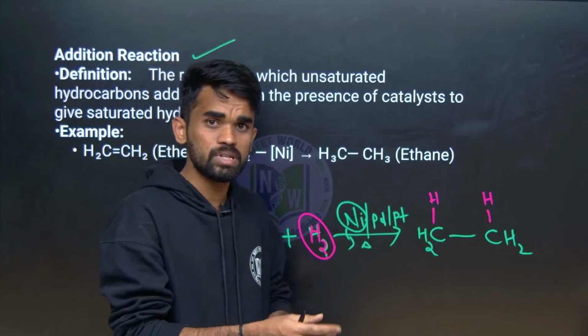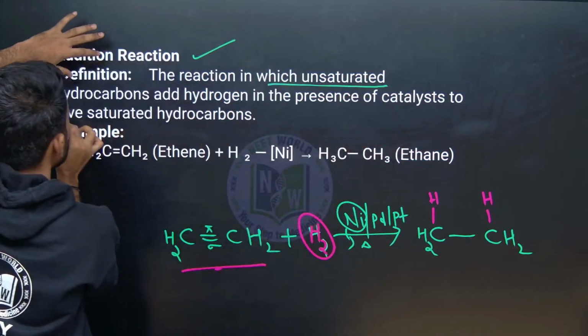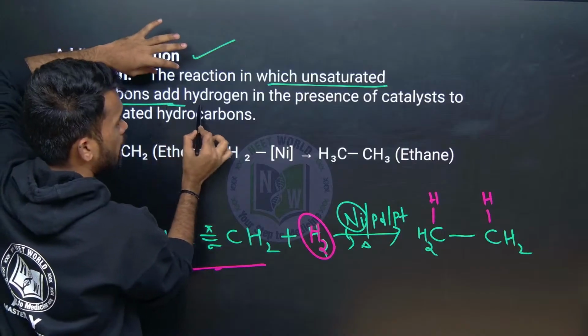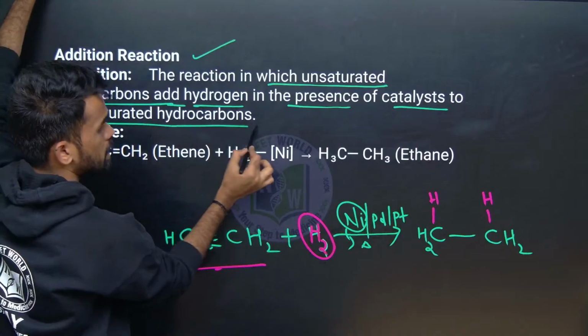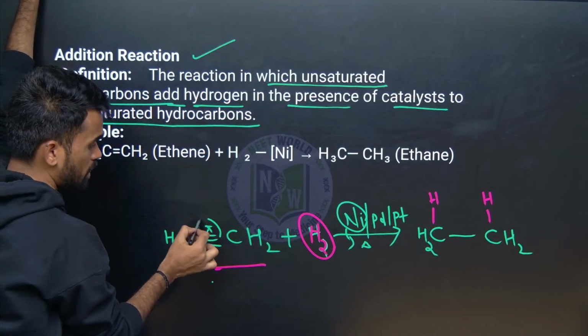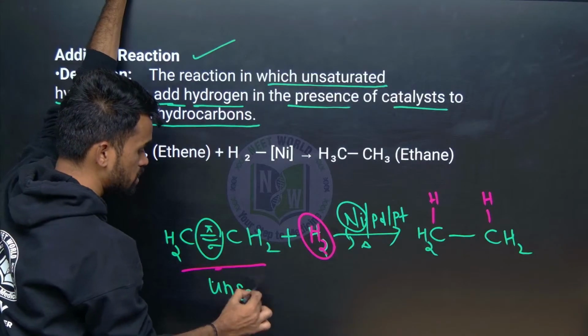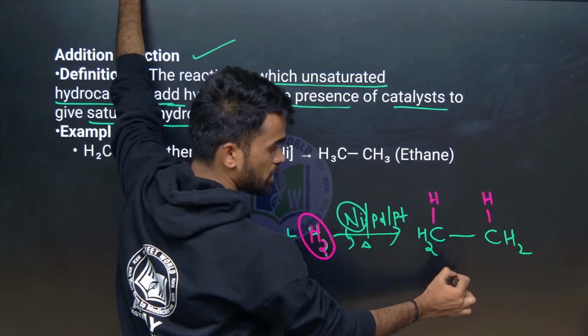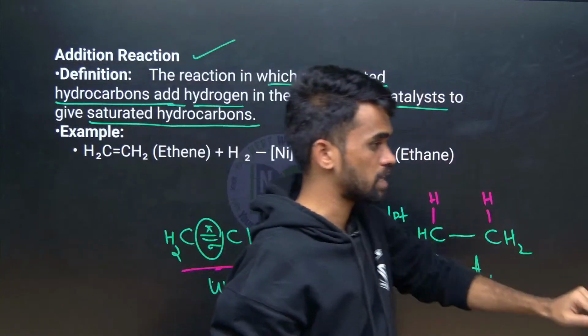So addition reaction means you need to add something to the substrate. Reactions in which unsaturated hydrocarbons add hydrogen in presence of catalyst to form saturated hydrocarbon. Whenever we have at least one pi bond, we can say unsaturated. So unsaturated is converted into saturated compound. Hope it is clear what conversion is taking place here.